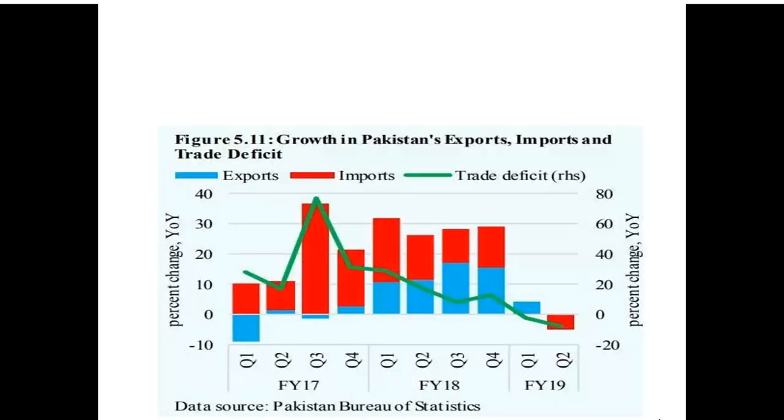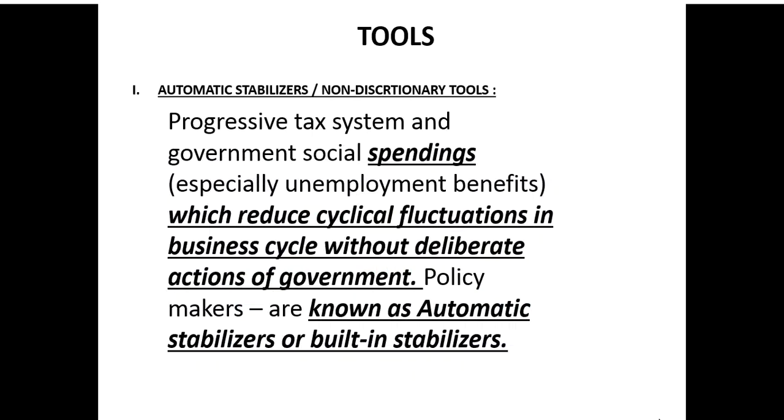Now, if you look at Pakistan's situation, for example, this is the trend from 2017 to 2019. Look at the situation. The imports really went up in 2017. And look at the trade deficit. The deficit was very high in 2017, started coming down, but still the deficit is high. The exports are less, and the imports are way more than the exports. Though the situation is showing a positive trend, nonetheless, this is something that needs to be corrected.